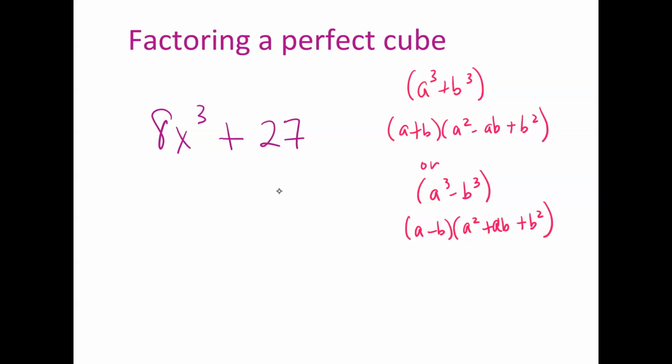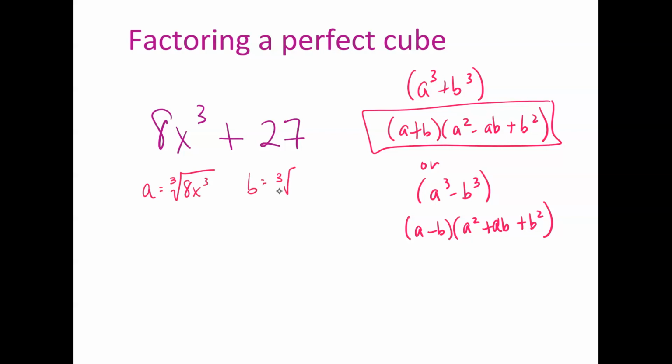Okay, so what you do is you recognize that this is a perfect cube and this is a perfect cube and there's a plus sign. So I'm trying to break it down into this, and I just need to figure out what my A and my B are. Basically A is the cube root of whatever's in the front, and B is the cube root of whatever's in the back. So my A, well, the cube root of 8 is 2 and the cube root of x cubed is x. B, the cube root of 27 is 3.